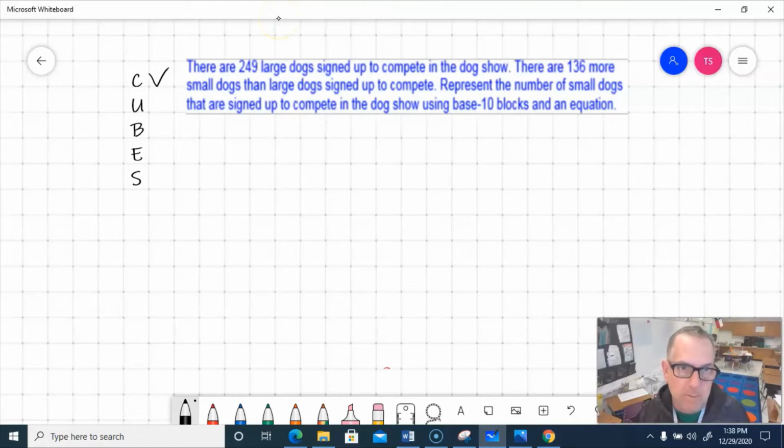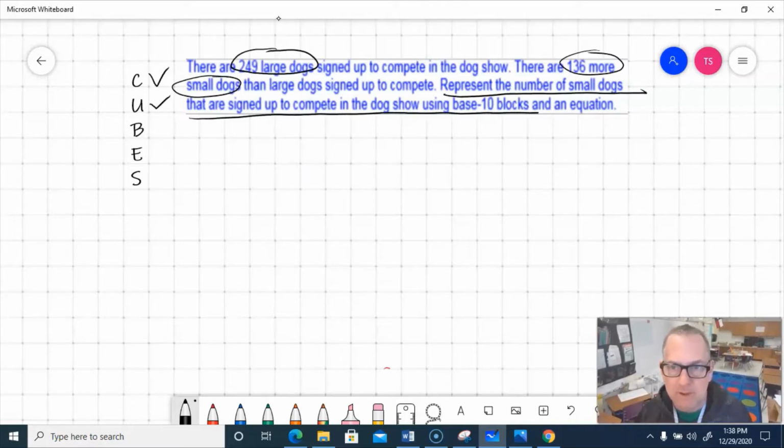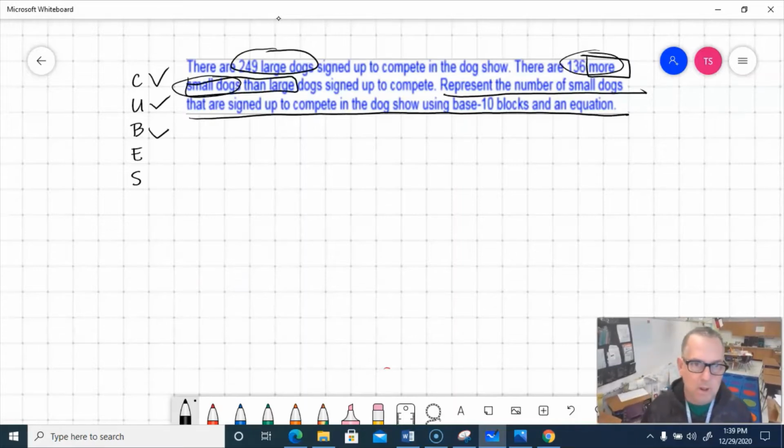So first thing, I'm going to circle all the important information. There are 249 large dogs, and there are 136 more small dogs than large dogs. That's all the information I need to solve the problem. Next I underline the last sentence, or what it's asking me to do. It says, represent the number of small dogs that are signed up to compete in the dog show using base 10 blocks and an equation. So I'm going to box in some operational clues. More small dogs than large dogs. That's going to tell me what operation I'm probably going to use.